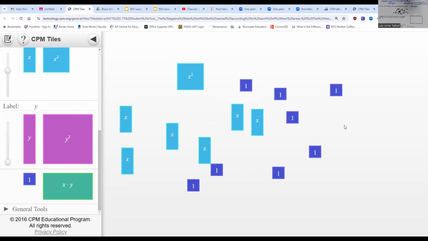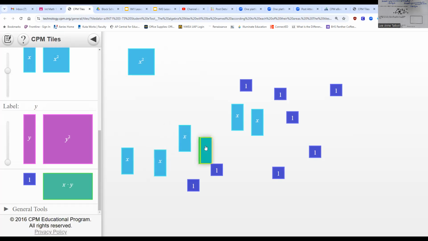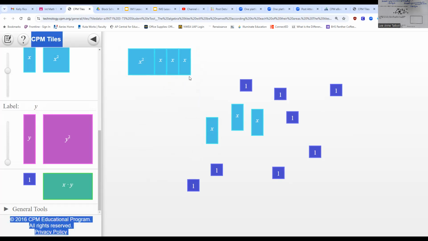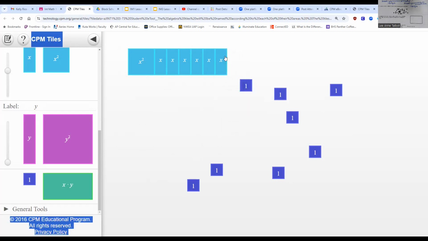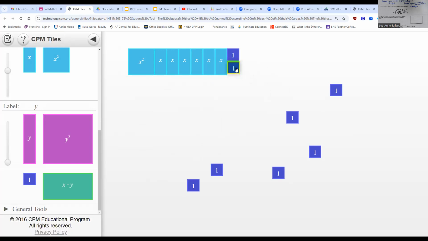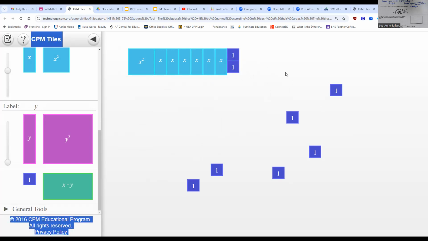Okay. So the directions on your paper say, arrange the tiles in one large rectangle with the x squared tile in the upper left corner. So I'm going to put the x squared tile in the upper left corner. And what I need to do is drag these tiles around so that it makes a rectangle. It has to be a perfect rectangle, so they snap onto each other. This does not count as a perfect rectangle.